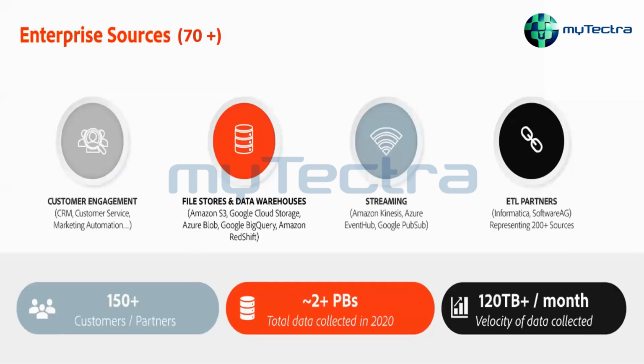And as I told you, there are a lot of supported things here, like file storages, data warehouses like S3 cloud and everything. There are streaming options like Amazon Kinesis, Google PubSub, LiveRamp, Event Hub, and all those things. It's also connected with ETL partners like Informatica, Software AG, and Talend. There are around 200 plus sources here, so a lot of things are happening.